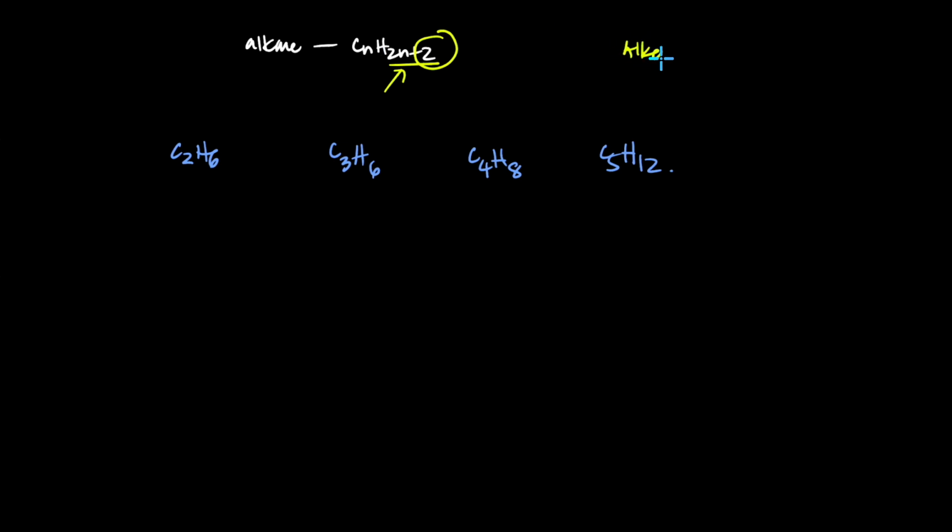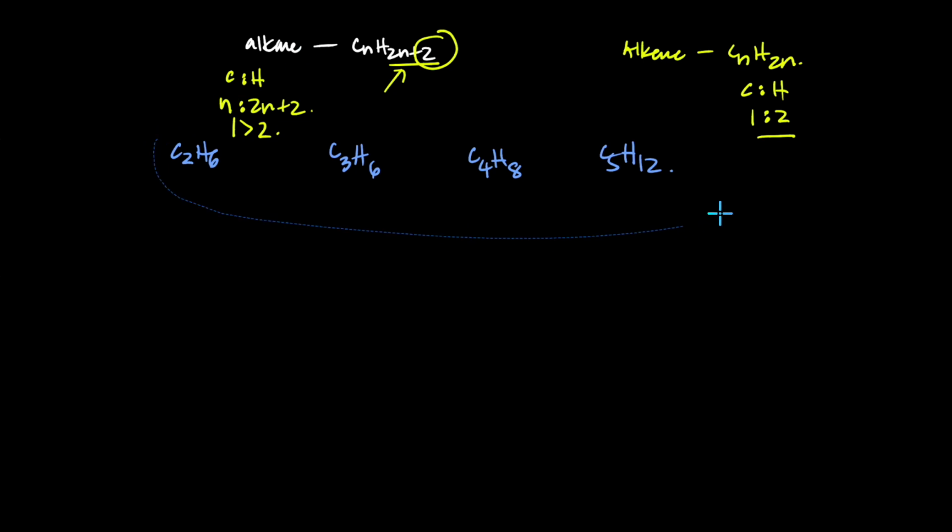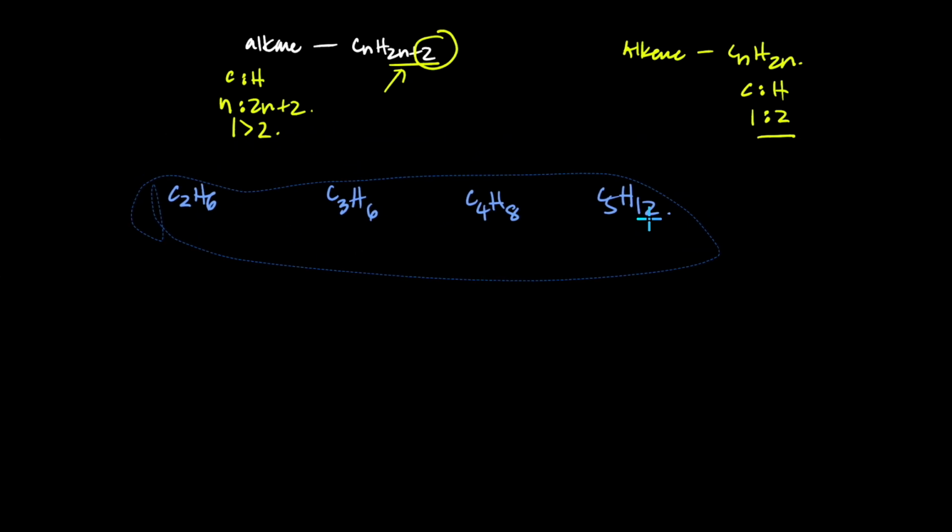An alkene is just CnH2n, meaning the carbon to hydrogen ratio is 1:2. So the easiest trick is, if the carbon to hydrogen ratio is 1:2, it's an alkene. And in an alkane, the ratio is n:2n+2, which means it's more than 2. It's 2 more than twice the carbons. That's the easiest way to spot it.